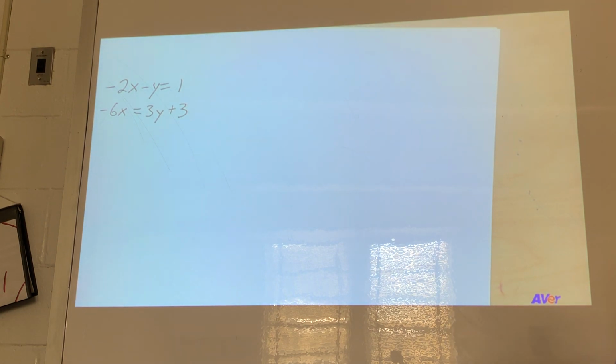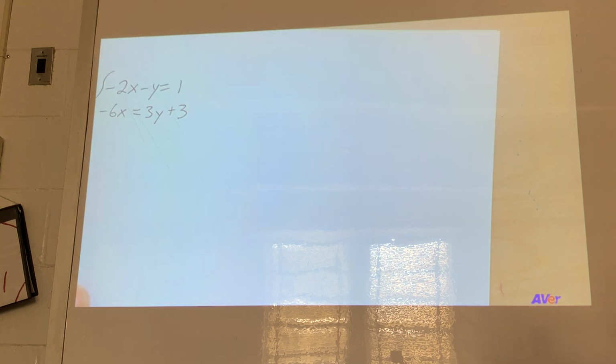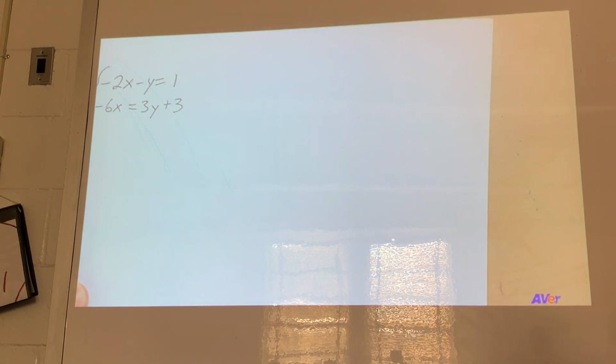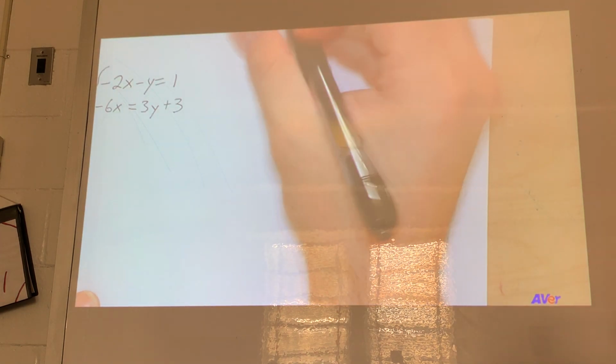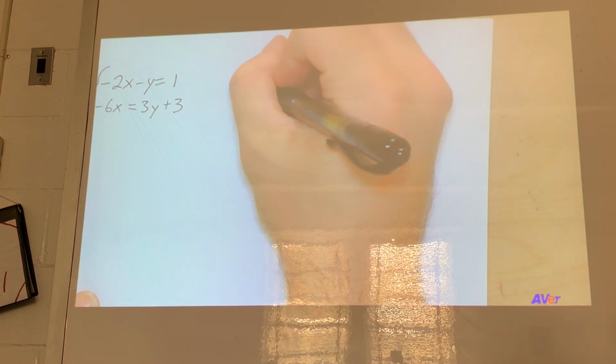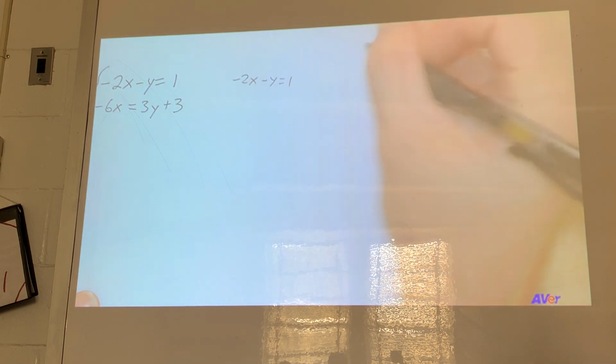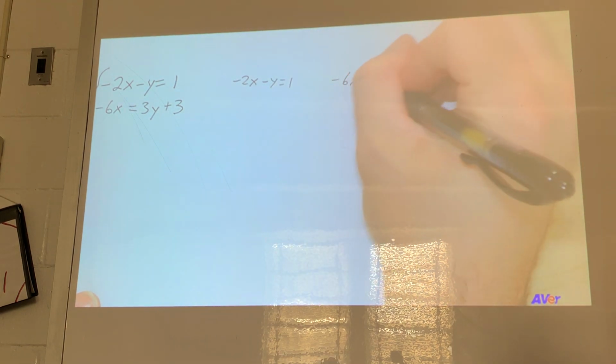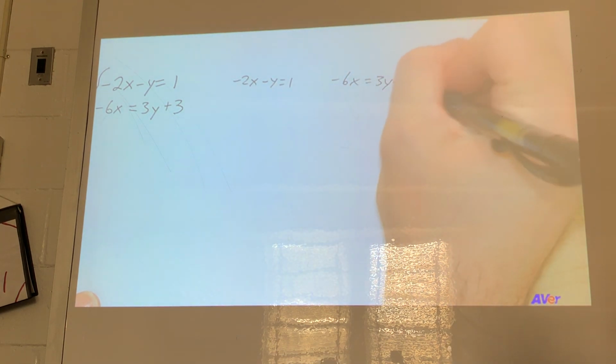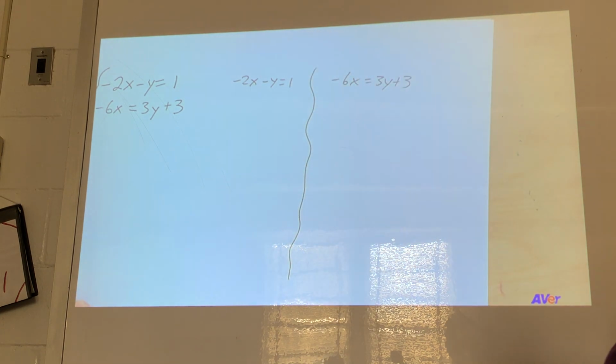Alright, so here we have a system of equations. What do we notice about this system? They are not in slope-intercept form. So the first thing you should do is convert these into slope-intercept form. I'm going to do that over here. Negative 2x minus y equals 1, and I have negative 6x equals 3y plus 3. I'm going to solve each one for y. So let's do this first one.